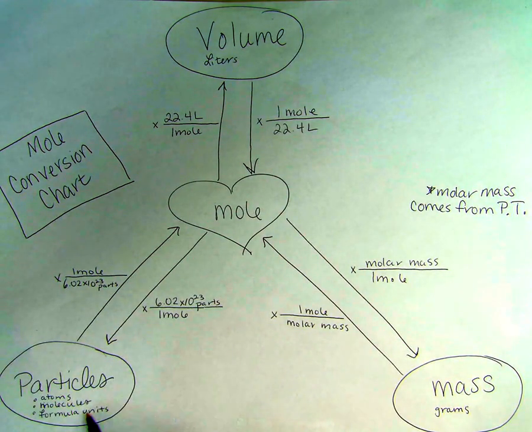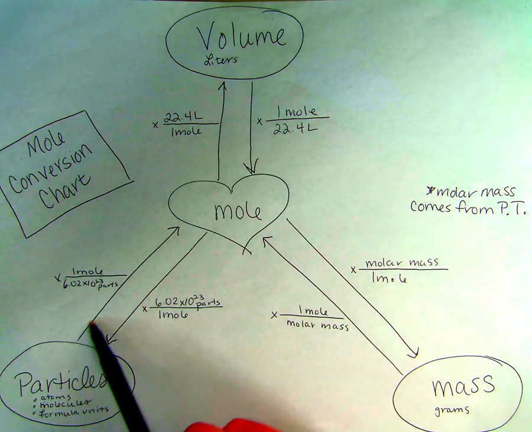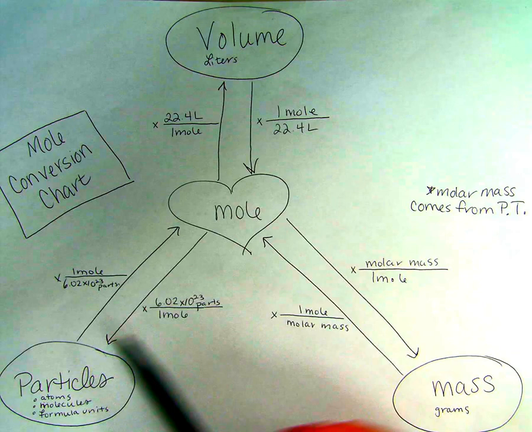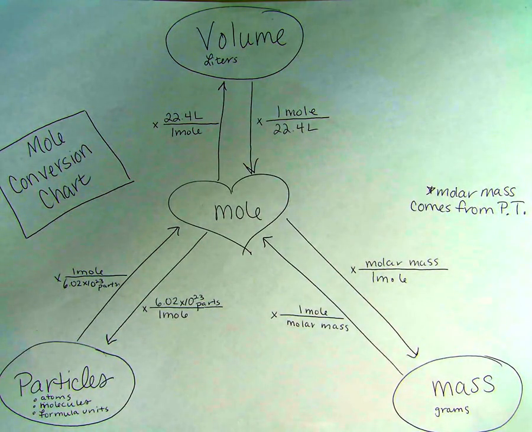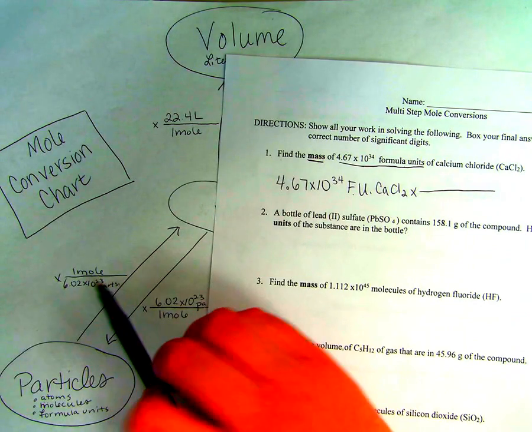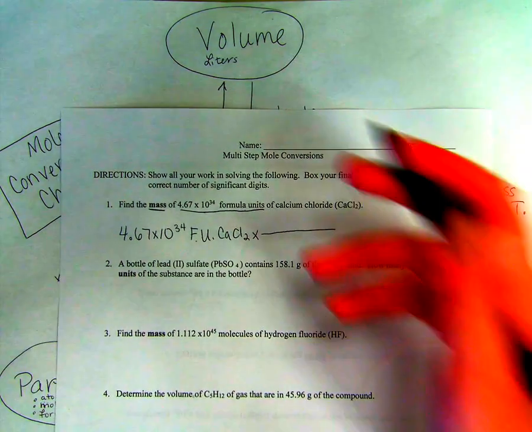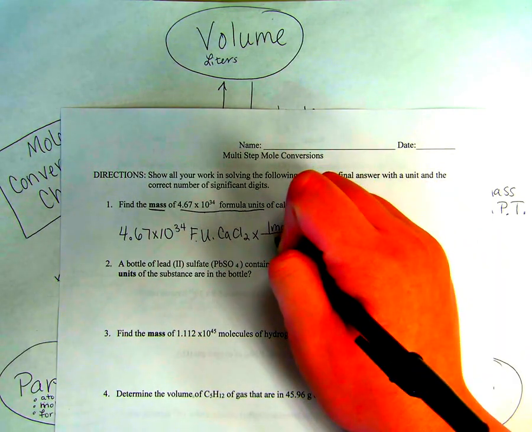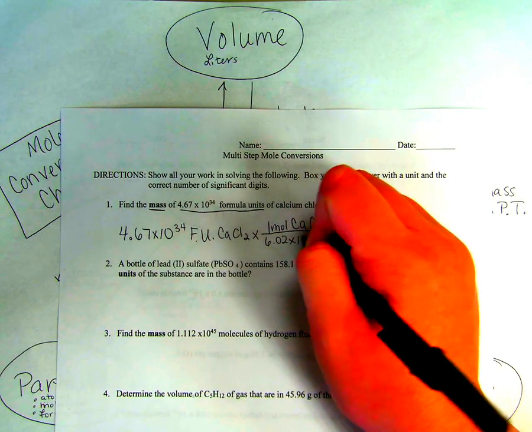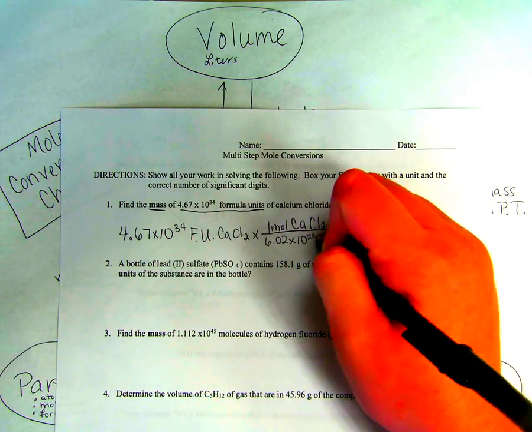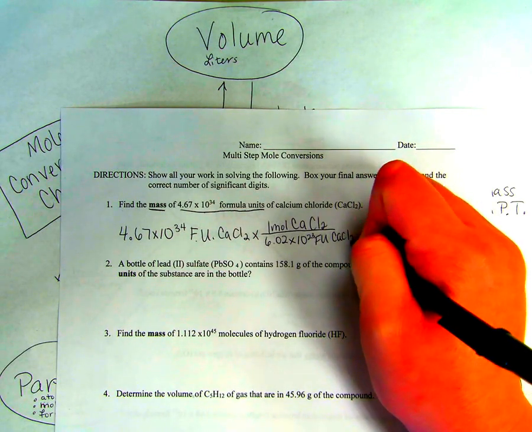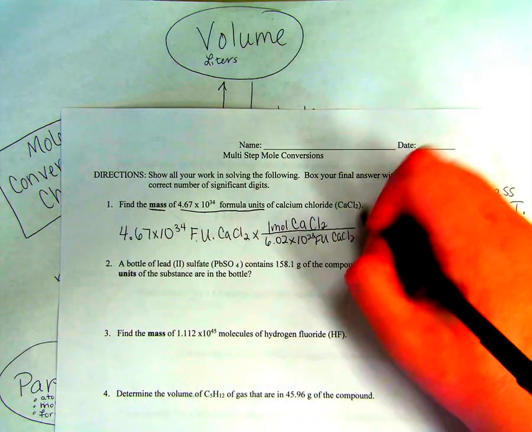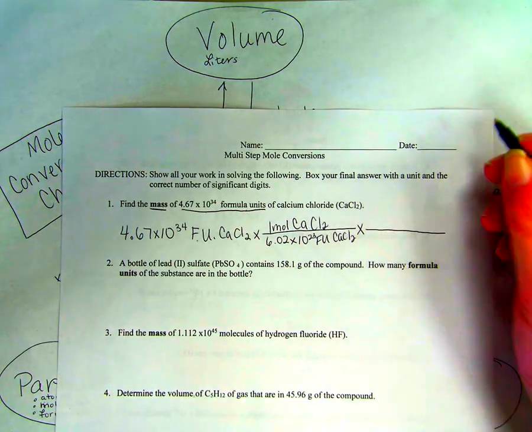We'll start down here at particles, because that's where our formula units are, and follow the arrows. We'll use this conversion factor, and then this one to take us down to mass. So up to mole, and then down to mass. Up to mole is 1 mole of CaCl2 over 6.02 times 10 to the 23rd formula units of CaCl2. If we did the math, we'd be left with moles, but we want mass. So we'll go one further.